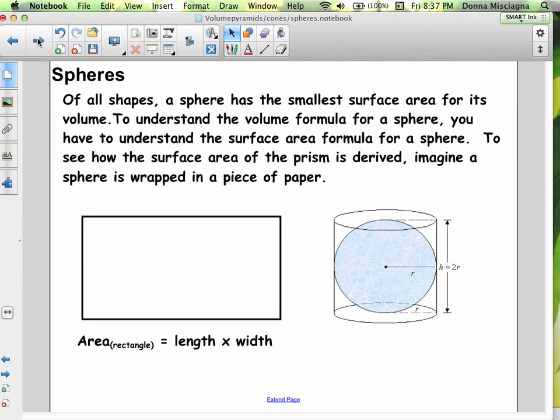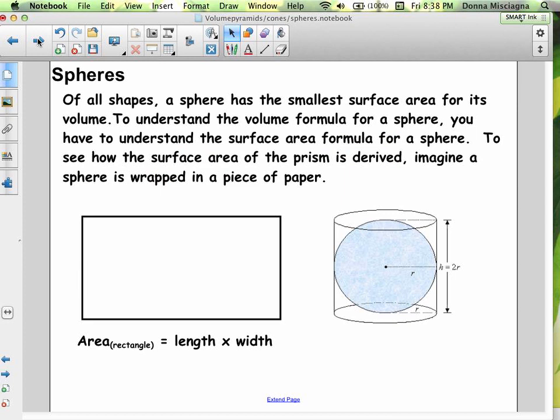So of all the shapes, a sphere has the smallest surface area for its volume. So if you were looking for a cheap packaging container, the sphere would be it. It uses the least amount of materials, and it can pack in the most amount of stuff for any of our solid figures. The only problem with a sphere is it would not make a very good packing container because, well, your packing container would roll away.